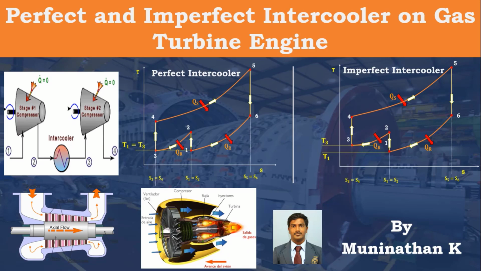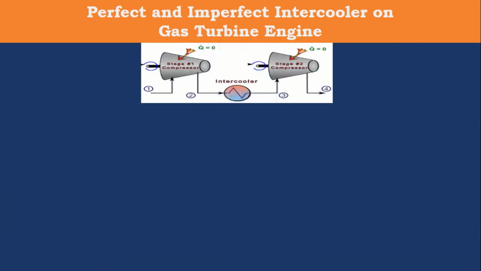In this lecture, we will discuss what is the advantage and disadvantage of perfect and imperfect intercooler on gas turbine engine. For that, before we need to know what is meant by perfect intercooler, what is meant by imperfect intercooler. Let's discuss. We know that initially the compressor sucks air from the atmosphere and compresses isentropically, where the pressure and temperature of air is increased. Later, this air is sent to the intercooler where the temperature of air is removed.